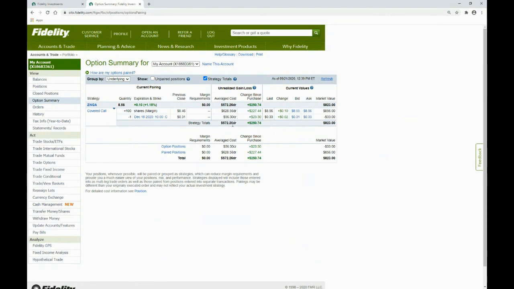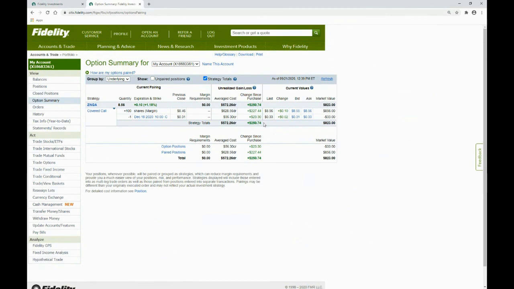Our overall strategy then was one of $572 of debit. It cost us $628. We brought in $56. Net cost overall is $572. If it is worth at any point anything greater than $572, then this trade is at a profit.